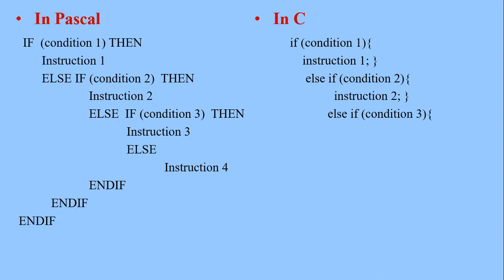At the beginning of condition 3, after checking condition 3, we have the left brace for that condition, and at the end of instruction 3, we have the right brace or the closing brace for ending that condition. For the else part, we have that opening brace there, that is the left brace, and at the end of instruction 4, we have the right brace for ending that instruction, and we end the program.